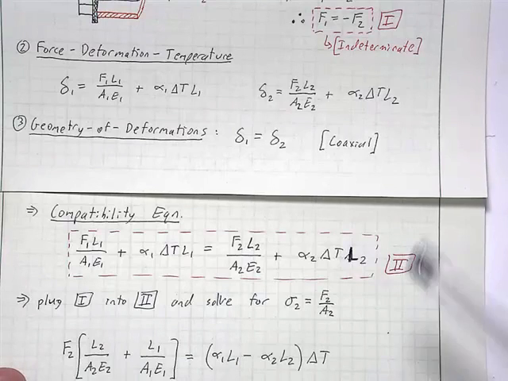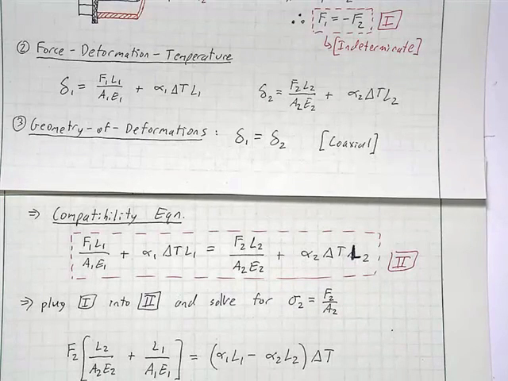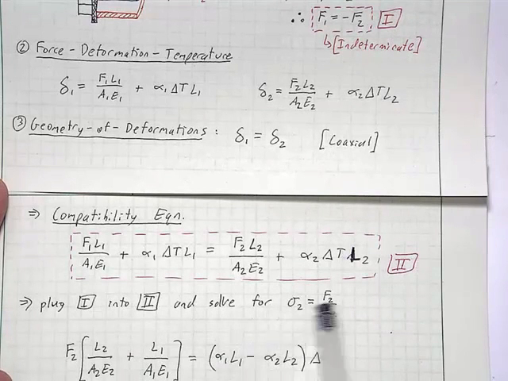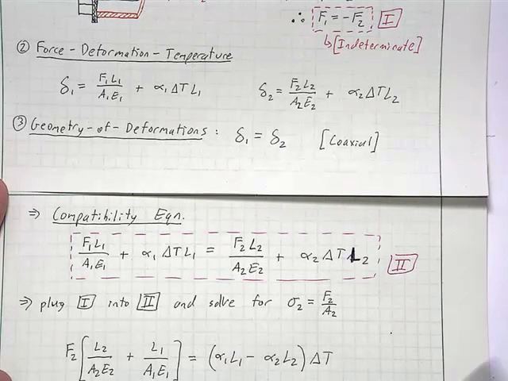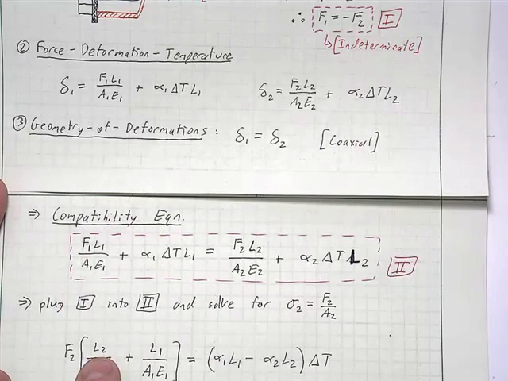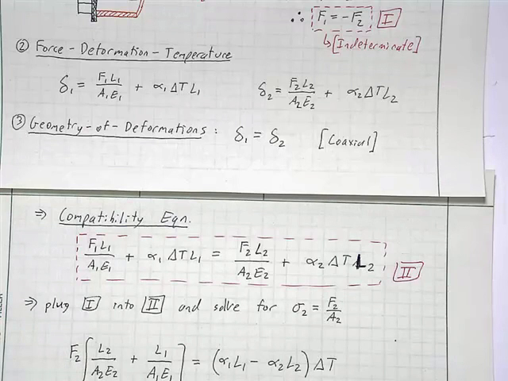And now this is our second relationship between F1 and F2. So we can plug in the result from equilibrium into our compatibility equation, and then we'll just have one equation for one unknown, F2. Okay, so what I've done here is taken F1, replaced it with minus F2, pulled all the F2s to one side, and then pulled everything else to the other side. We can then solve for the stress in 2, F2 over A2. All right, so that's going to be the stress in 2, and that's given by this formula here, so you can work through the algebra.